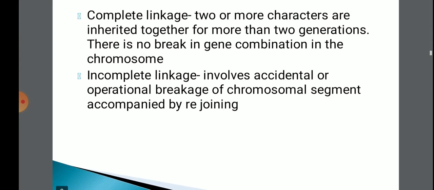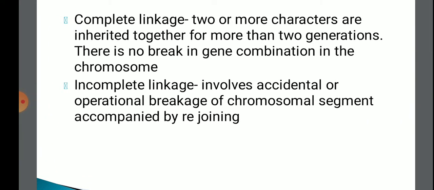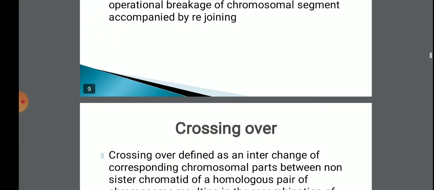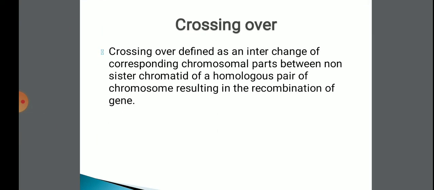Now in incomplete linkage, there is accidental or operational breakage of a chromosomal segment, and this is accompanied by rejoining. That means crossing over occurs. This is the natural phenomenon. Some sort of crossing over always occurs between the chromosomes. Now what is crossing over?